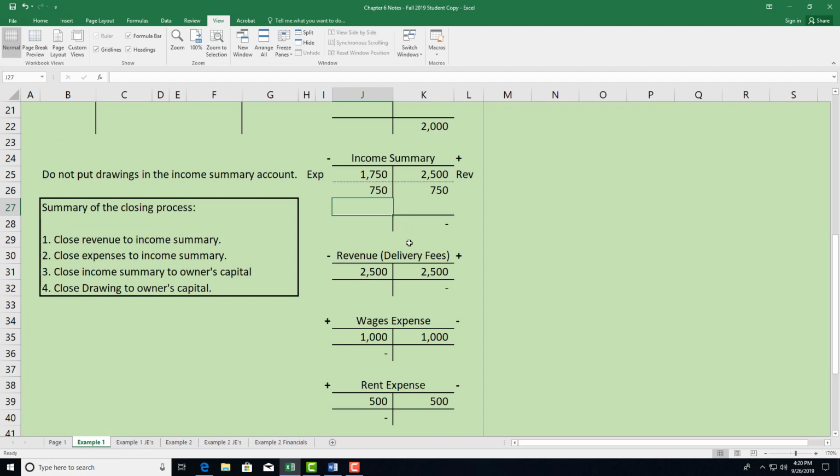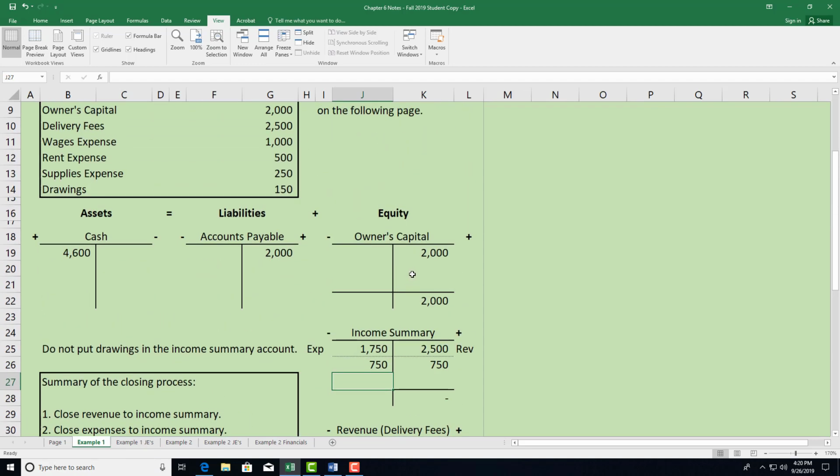I've already posted the owner's capital transaction, and then income summary, putting income summary into owner's capital, I will credit that account. And I'm going to go ahead and label this. So we had beginning, and then by closing income summary to owner's capital, we just put net income into owner's capital. So owner's capital has the beginning of 2,000 plus net income.